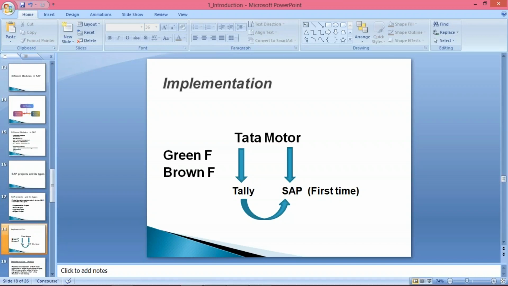Greenfield implementation means, let's suppose Tata Motor is a totally new organization which is going to be constructed or built. Say for example, Tata Motor is a totally new setup. Tata Group has decided that we are going to enter, let's suppose, into four-wheeler manufacturing. So they decided that the organization name is Tata Motor.